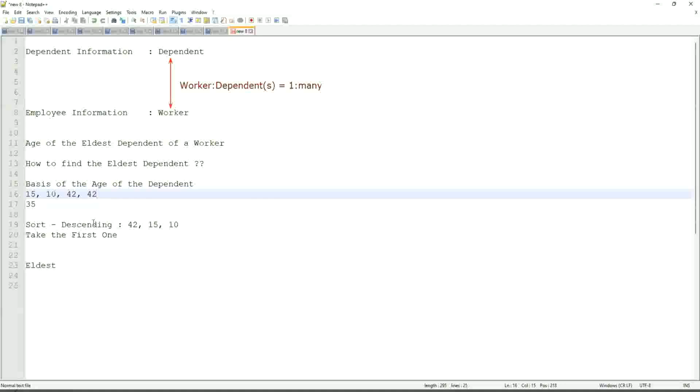Right. But yeah, if there are multiple dependents, maybe you give a higher priority to the spouse. So in that case you have to think of another factor to act as a tiebreaker.